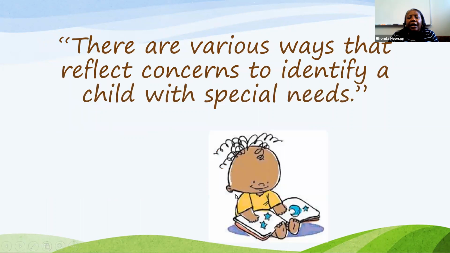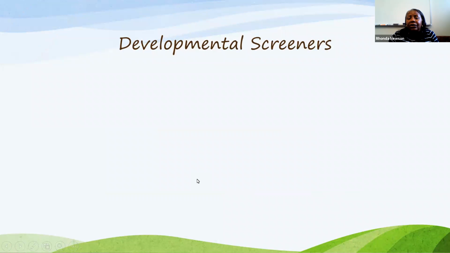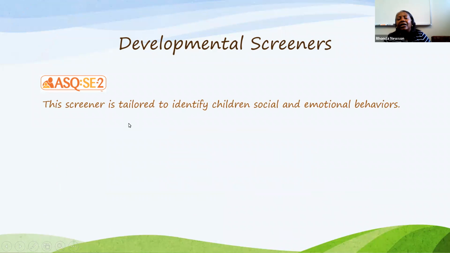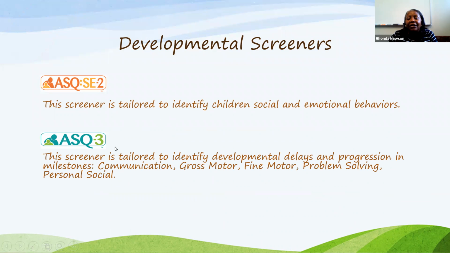Now, there's various ways to reflect concerns to identify children with special needs. A teacher concern form is the main source that we use. We also use developmental screeners. I'm sure you're familiar with the ASQ:SE-2, which the teacher fills out. This screener is tailored to identify children's social and emotional behaviors. I also know you're familiar with the ASQ-3. This is tailored to identify developmental delays and progression in milestones such as communication, gross motor, fine motor, problem solving, and personal social.